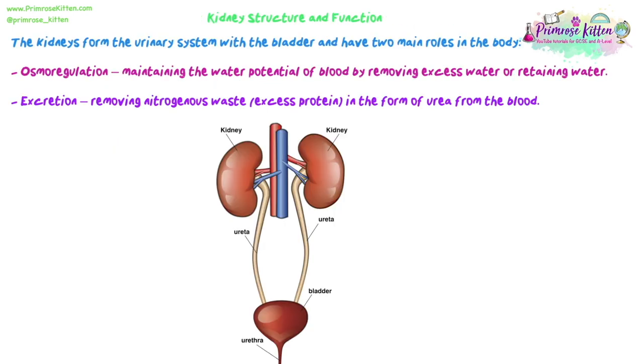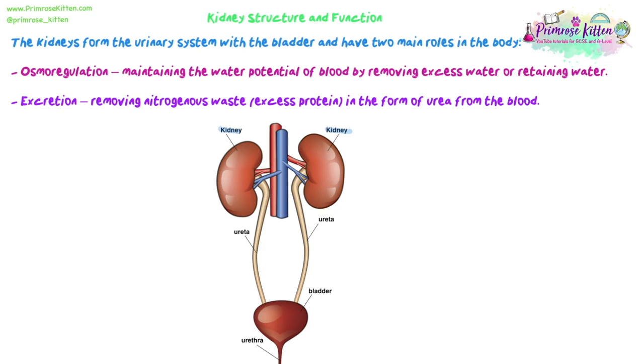So the kidneys are part of the urinary system. They have 2 main roles. Osmoregulation, which is maintaining the water potential of blood. So they help to either remove excess water or they help to retain water if we need to. The other role of the kidneys is to remove protein, so excess protein in the form of urea, take it out of the blood and excrete it out of the body in urine.